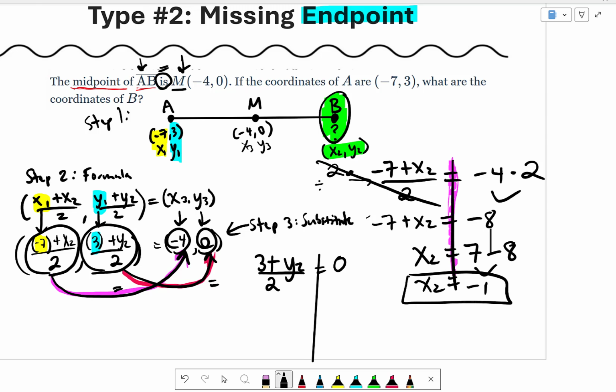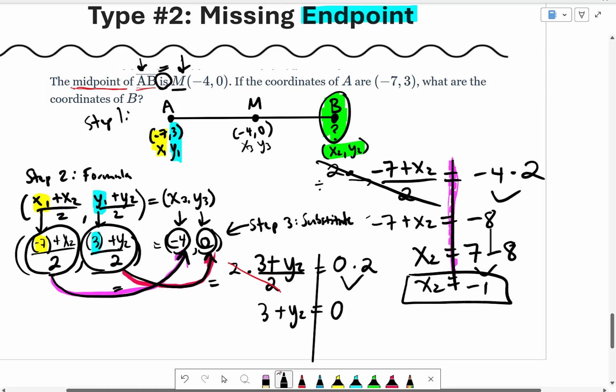So same steps as the other one, we're going to multiply by 2, cancel. 3 plus y2 equals 0 times 2 is 0. So I have y2 equals 0 minus 3, which means y2 equals negative 3.